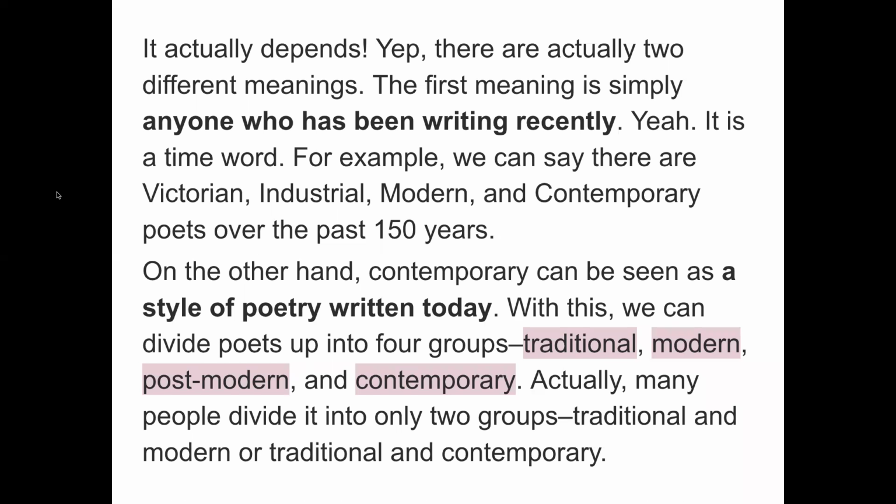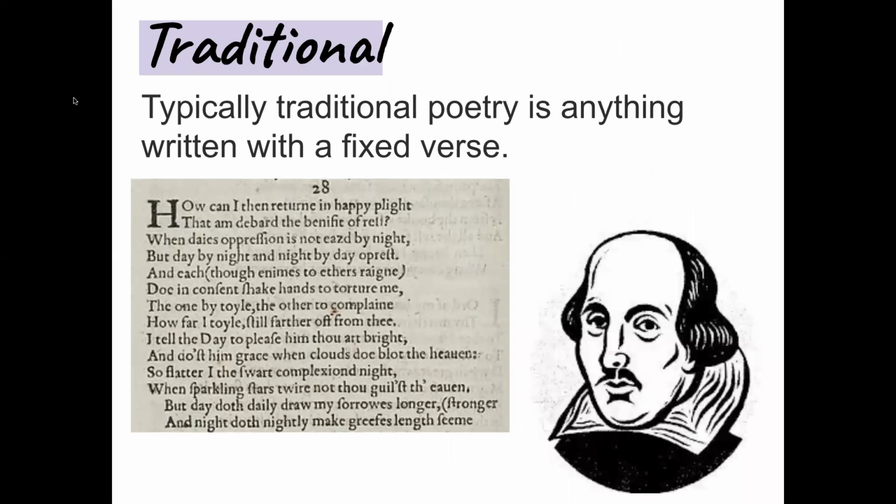So traditional poets typically write in a traditional fixed verse. A very obvious example of this would be Shakespeare, who is very famous for writing sonnets. And that has both meter and rhyme. So that is what we would refer to as a fixed verse, something that has meter and rhyme in a very specific form. And most traditional poets, although not all, are historically further back from where we are today, such as Shakespeare.